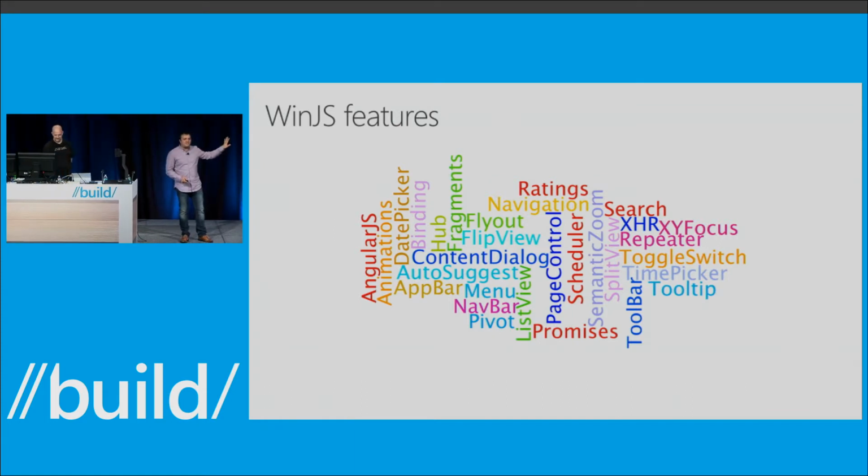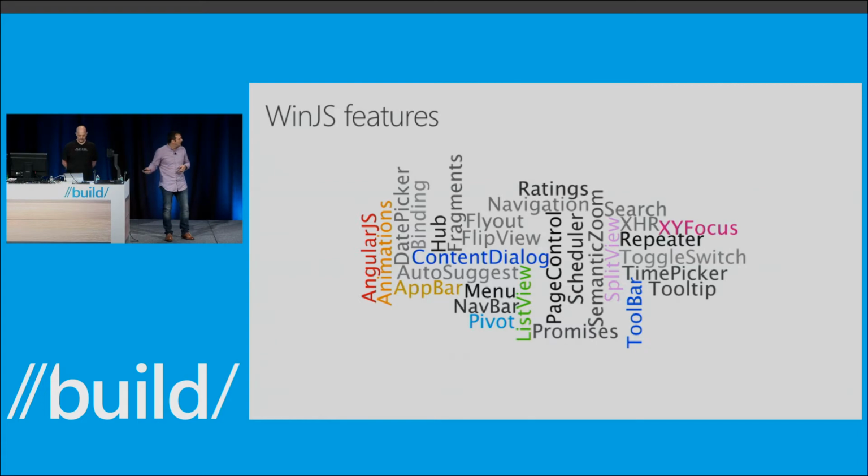This is just a visual graph to show you all of the different controls and features we have in WinJS overall. And then this shows you where we focused on changes. So if you're familiar, that just gives you a frame of reference. And I actually want to get to the demos, and I'm taking a little longer than I should.